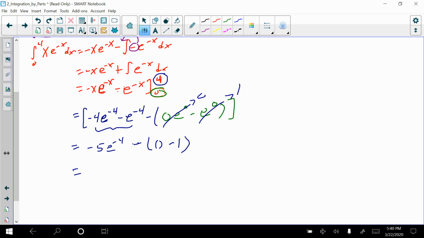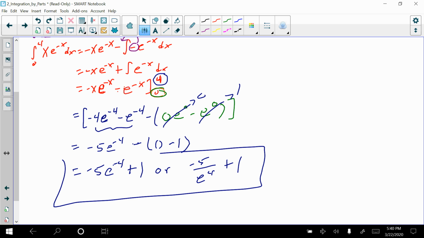Distributing the negative to get rid of the parentheses, we get negative 5 times e to the negative 4, and minus the negative 1 would be plus 1. We can stop there, but if you don't like the negative exponent, we can say negative 5 over e to the positive 4th power, plus 1. And there is our first example of a definite integral with integrating by parts.